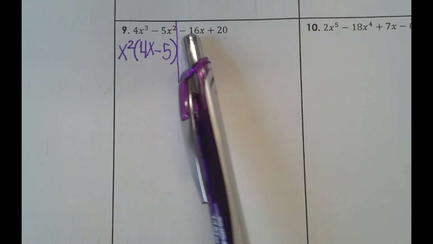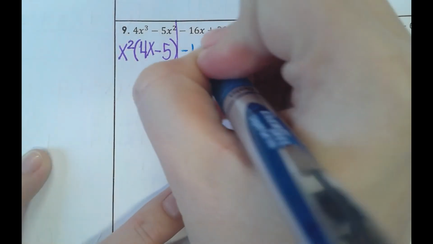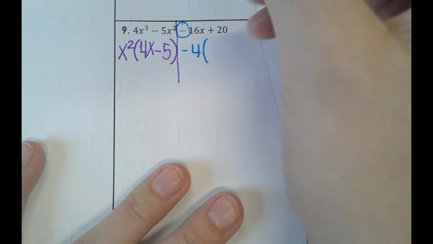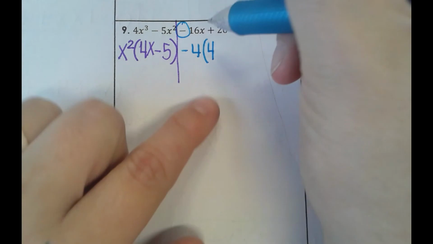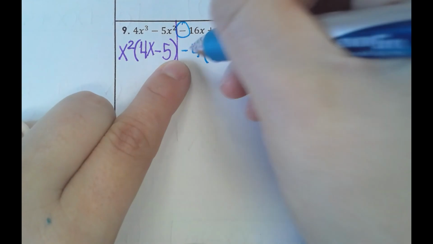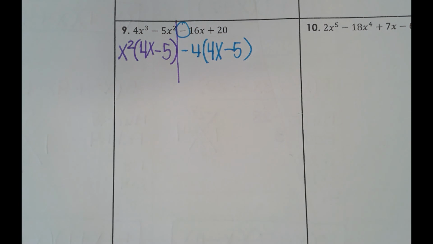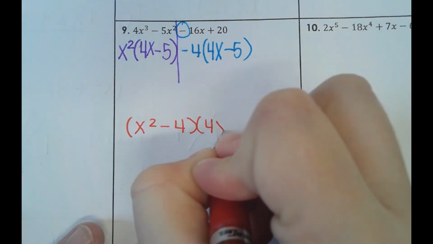Okay. Then what about 16 and 20? What do they have in common? Yes, they do. A 4, but we're going to write negative 4 because it starts with this negative. And so negative 16 divided by negative 4 is positive 4. And then it still had the x. And then 20 divided by negative 4 is negative 5. So they match, 4x minus 5. And my answer is x squared minus 4, 4x minus 5.